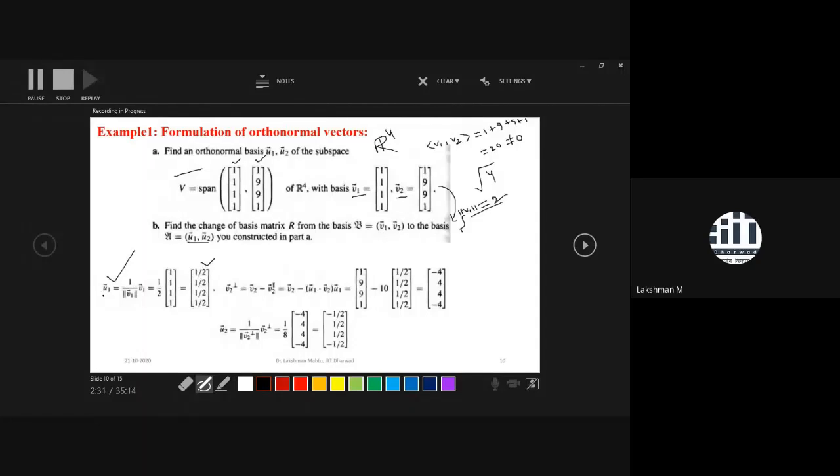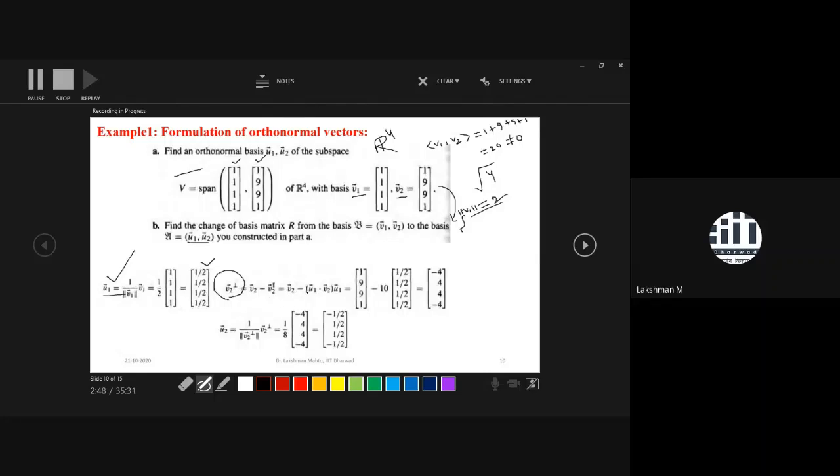Next, we are trying to find a vector which is orthogonal to U1. So how can we find it? Using this concept, we will find V2 perp. How will we find V2 perp?